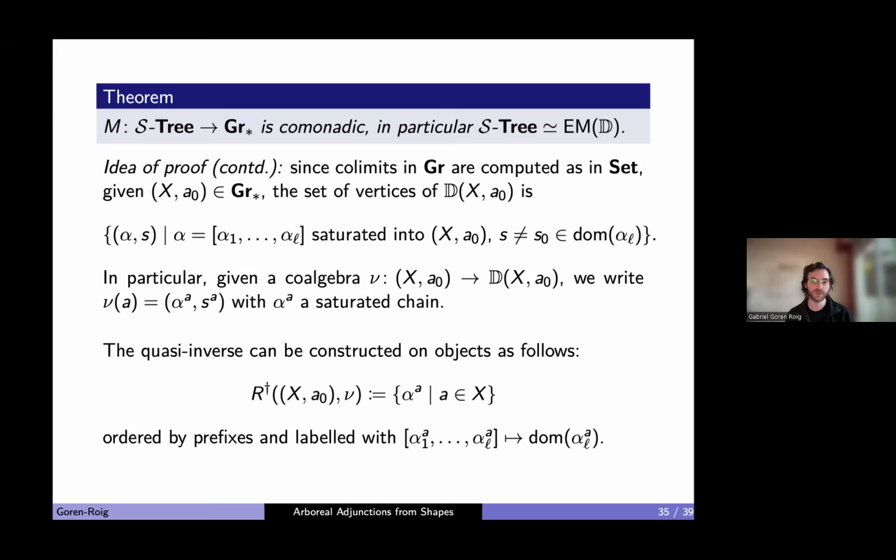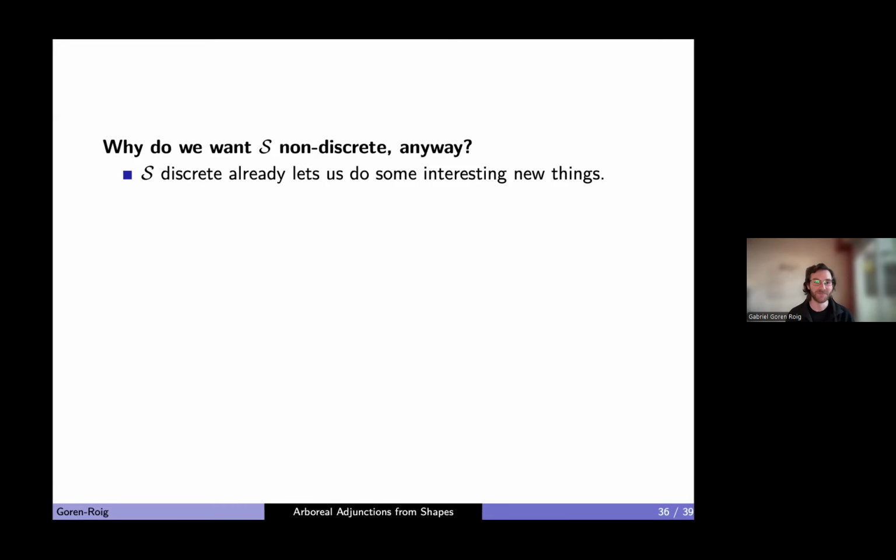And well, this does turn out to give a functor. This functor does turn out to be a quasi-inverse. That's where the real stuff is, but I'm not going to talk about that.